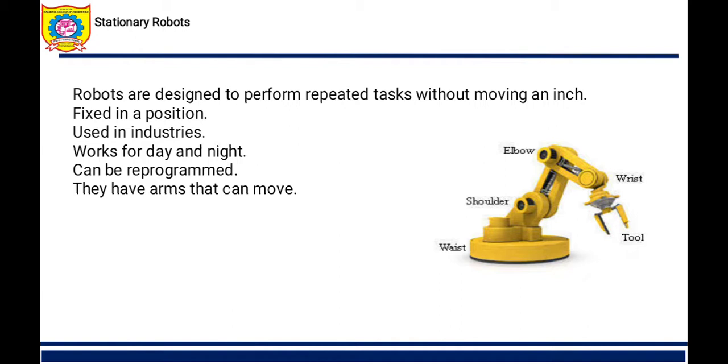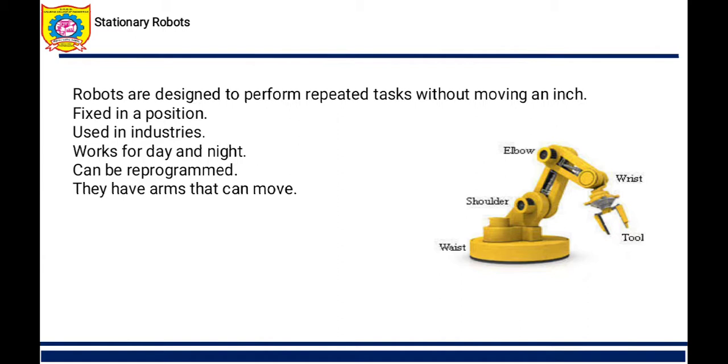So they are fixed in one position. They can work day and night. Robots, of course, can work day and night, and they can be reprogrammed also. That is a very good part of it. They have arms. You can see those are the parts of it, right? So this is a robotic arm, where its parts are waist, shoulder, elbow, and wrist. So this is a robotic arm.